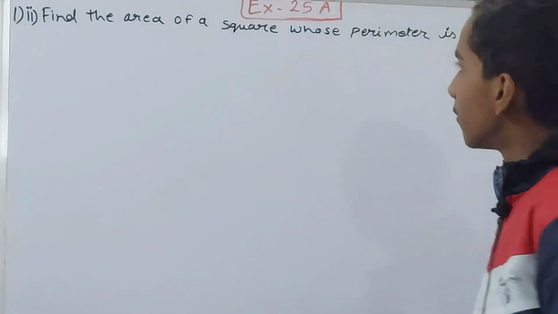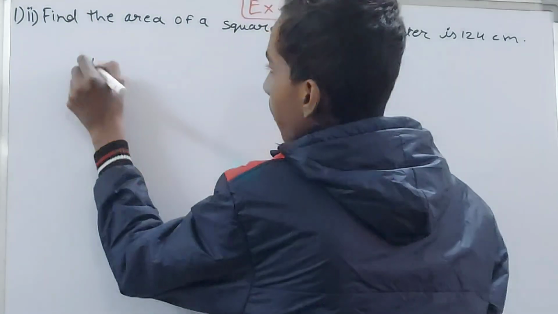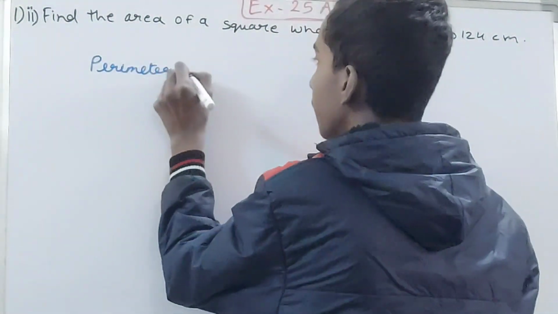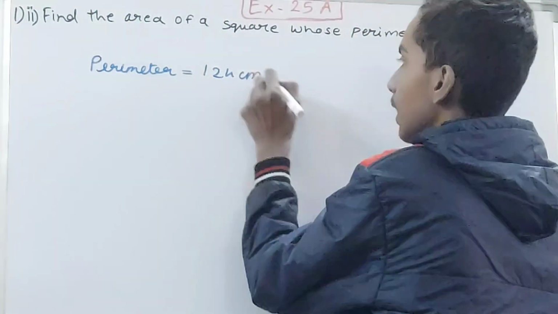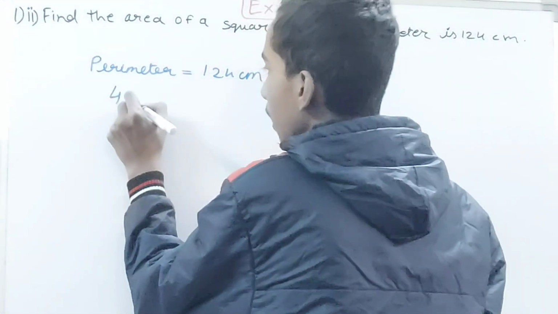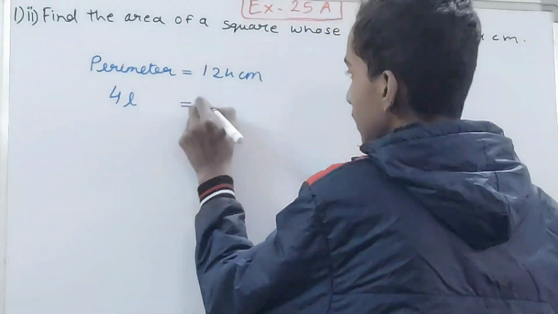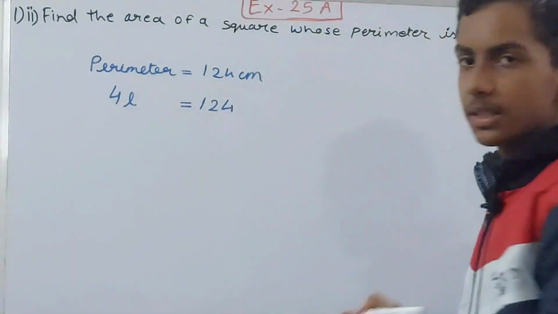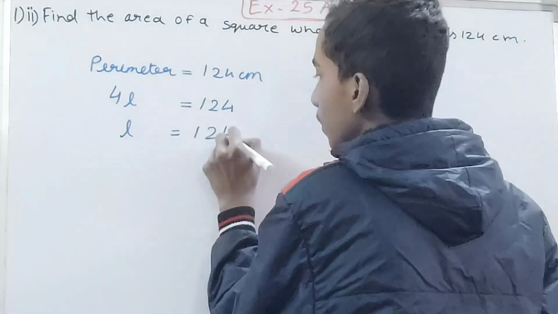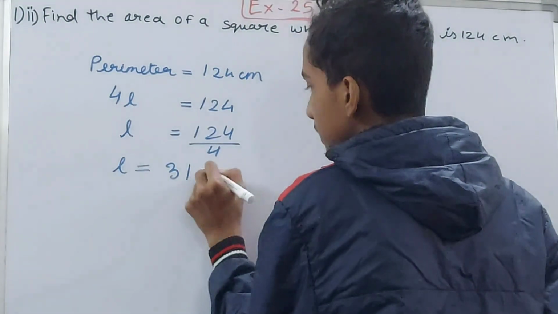Now see the next part, find the area of a square whose perimeter is 124 centimeters. So perimeter is 124 centimeters. Perimeter I can write as 4L, where L is the side of the square, but it is given to us as well, that is 124. So I can make this equation. Now I can calculate the length of one side, that is 124 divided by 4. So length is equal to 31 centimeters.